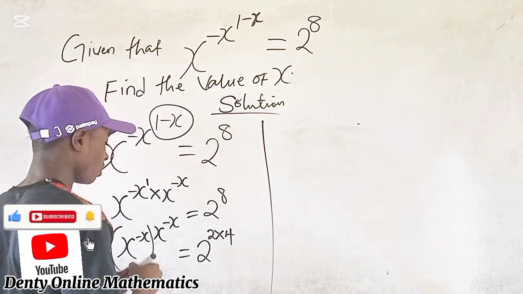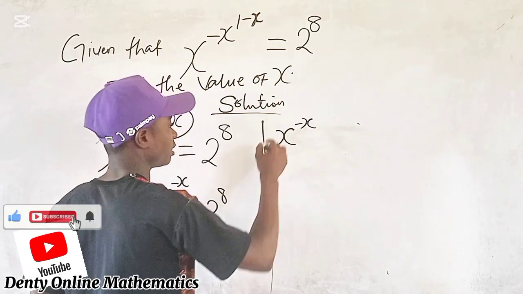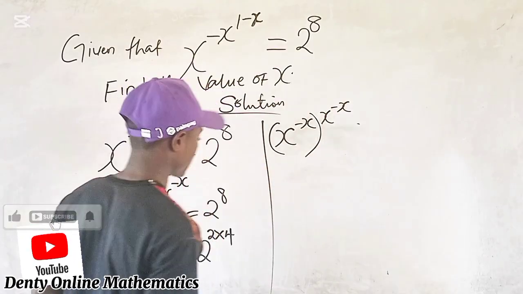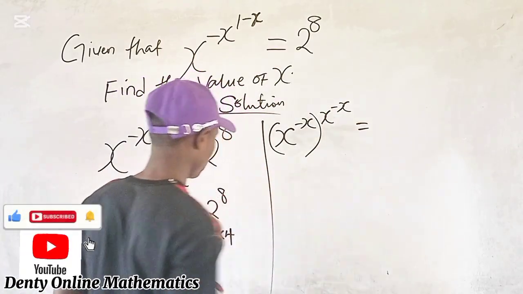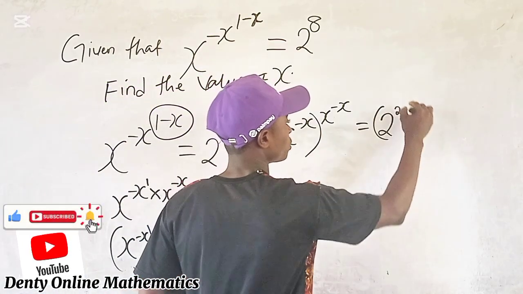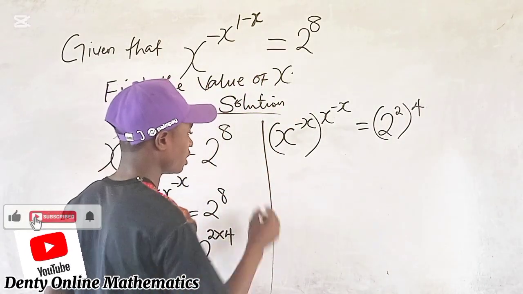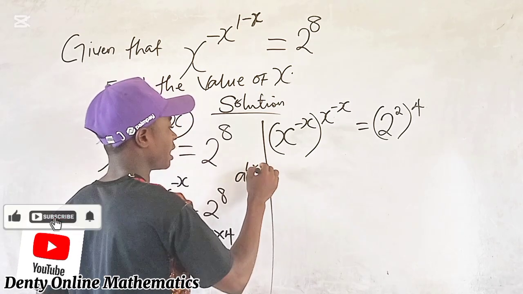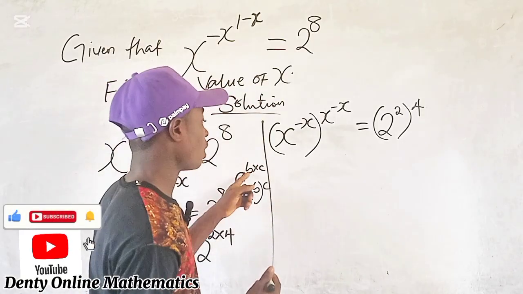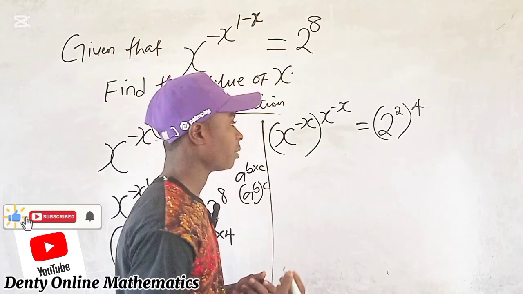Now, what we have here now is x raised to the power of minus x, all raised to the power of x raised to the power of minus x, is equal to, now this is the same thing as 2 raised to the power of 2 raised to the power of 4, because if you have, for example, a raised to the power of b times c, this is the same thing as a raised to the power of b multiplied by c. So when you're multiplying exponents, you can put one inside the bracket, while the other one is outside the bracket.